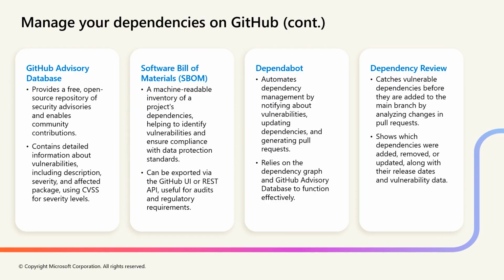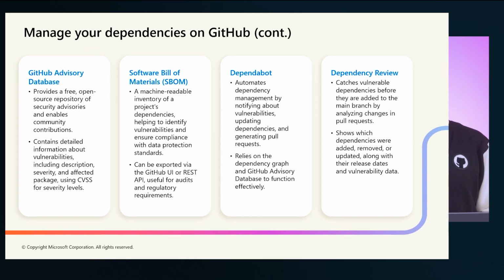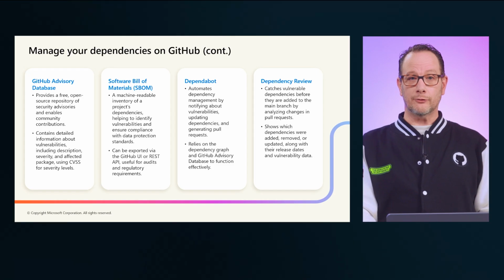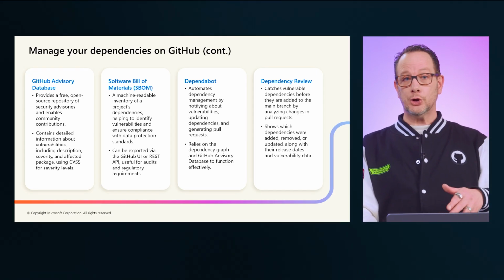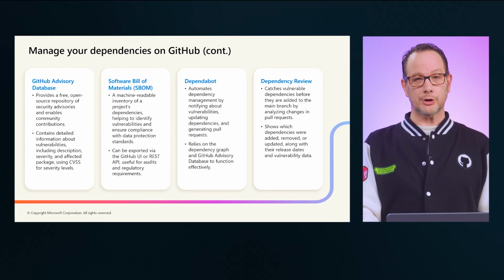Another essential tool is the software bill of materials, which is like an inventory list for your project's dependencies. SBOMs are machine-readable and can be exported using the GitHub user interface or REST APIs, making them invaluable for audits and regulatory compliance. They help you identify vulnerabilities early and ensure your code meets data protection standards.